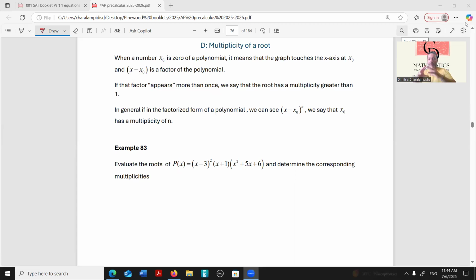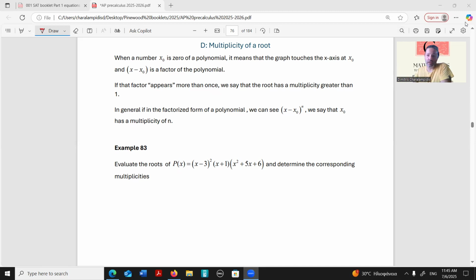In general, if we want to put it in a better mathematical way, we would say that in the factorized form of a polynomial, if we can see x minus x0 to the power of n, then we say that x0, which is actually a zero, has a multiplicity of n. Let's work an example and then we will work more.